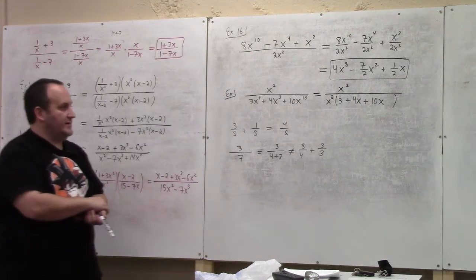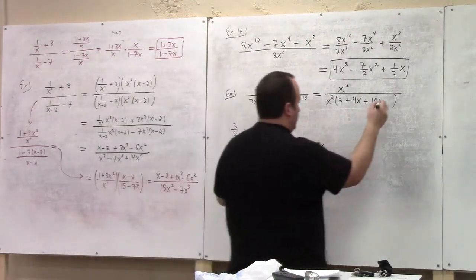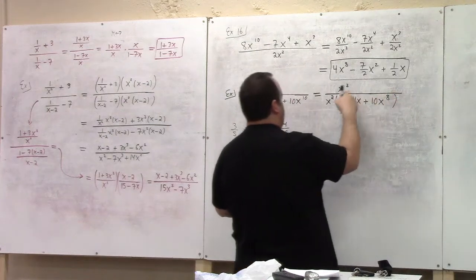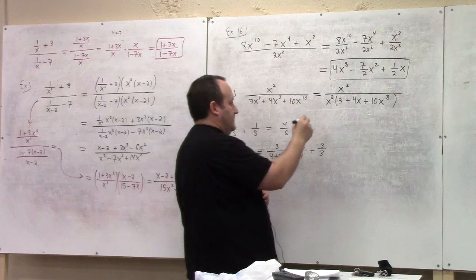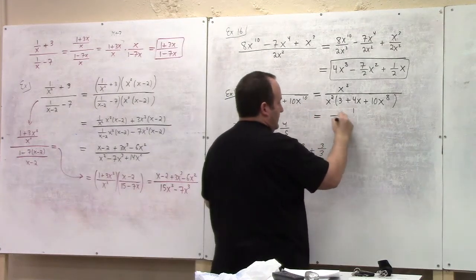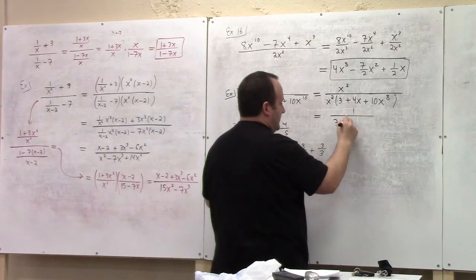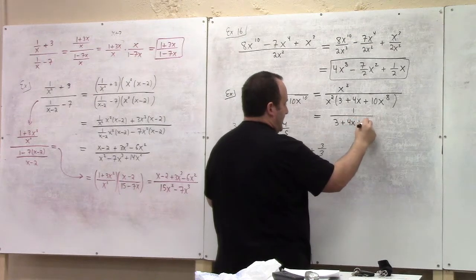Eight, right? And then we've got a common factor upstairs and downstairs. We can cancel those. Yep. And we get 1 over 3 plus 4x plus 10x to the 8th.